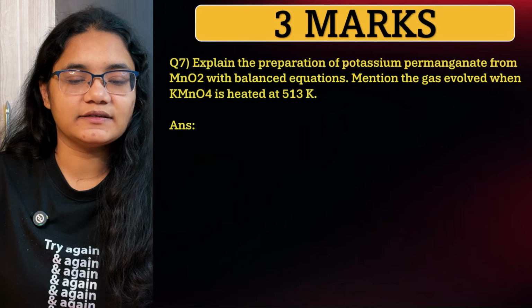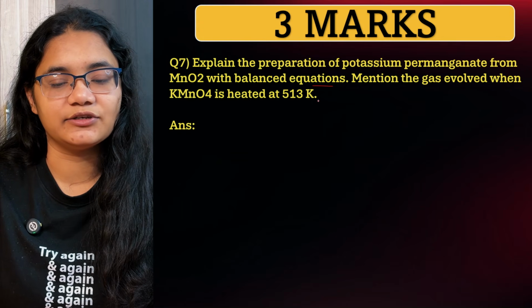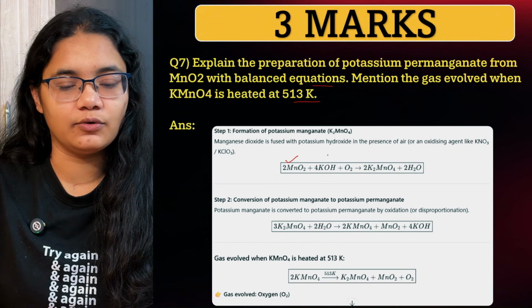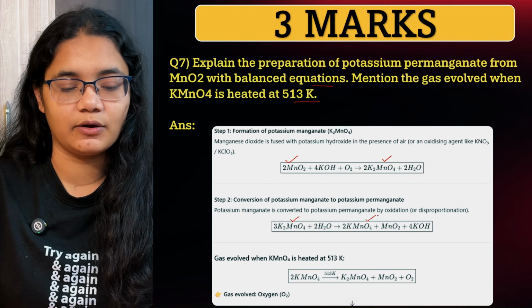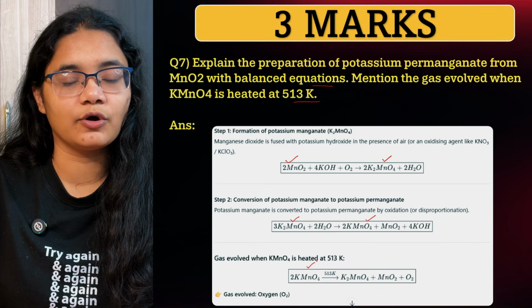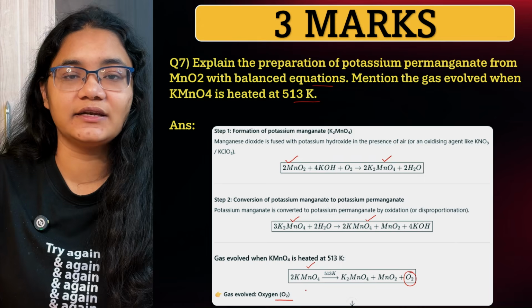Okay. Next, explain the preparation of potassium permanganate from MnO2 with balanced equation. Mention the gas evolved. Okay, so here you can see first MnO2 gets converted to K2MnO4, K2MnO4 gets converted to KMnO4. And you can see that KMnO4, when it is decomposed or when it is heated at 513 Kelvin, the gas produced is your oxygen gas.